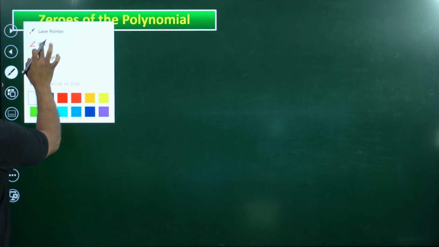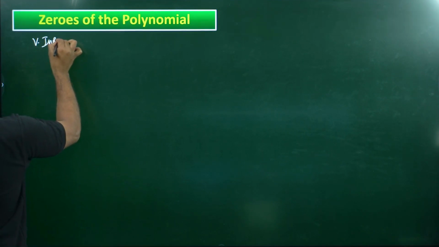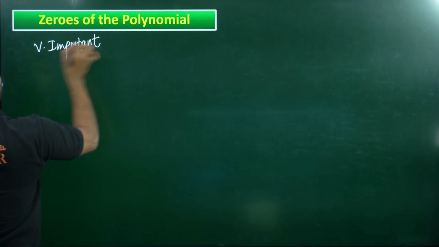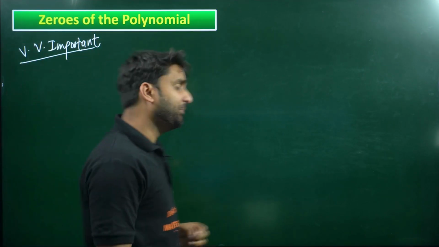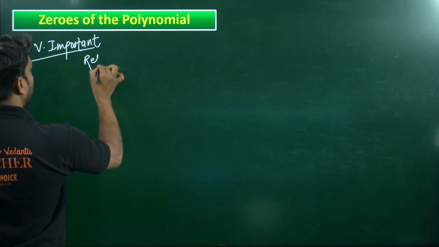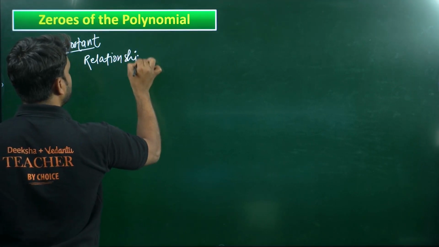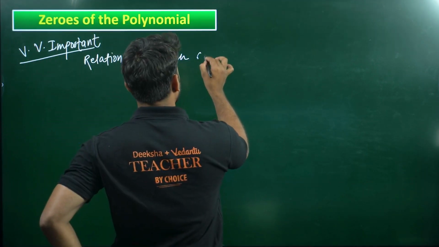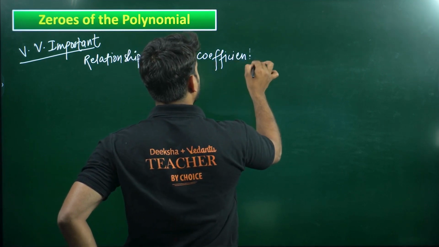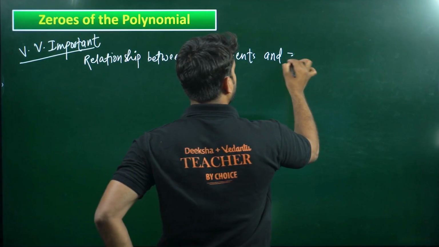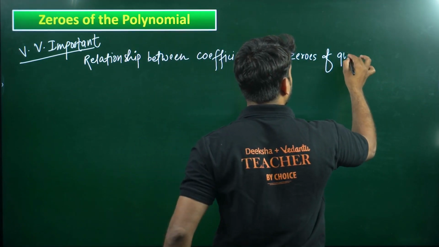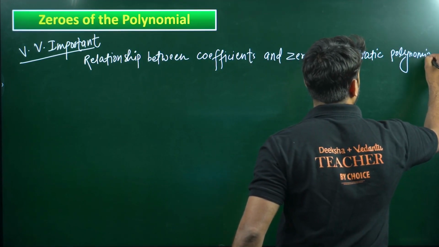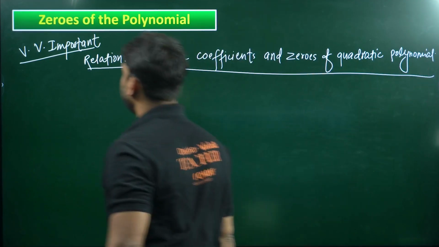Okay, this is a very important topic for your exam. Very important for your exam. And the topic name is relationship between coefficients and zeros of quadratic polynomial. This is the topic here. Very important topic as per your examination point of view.